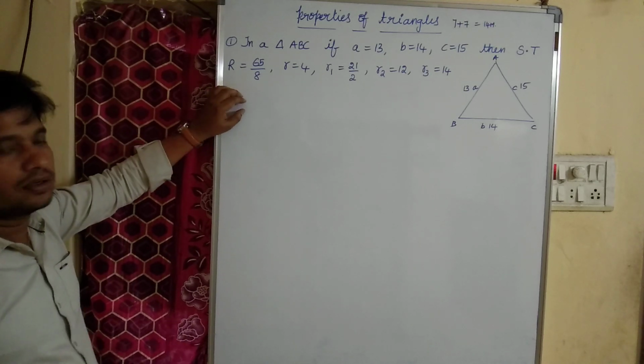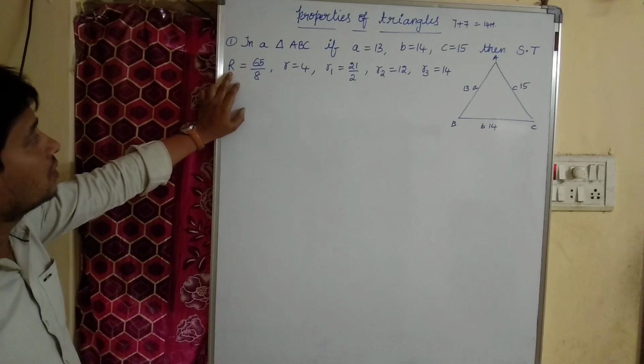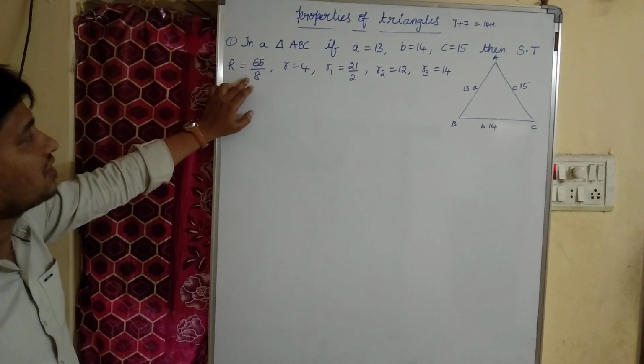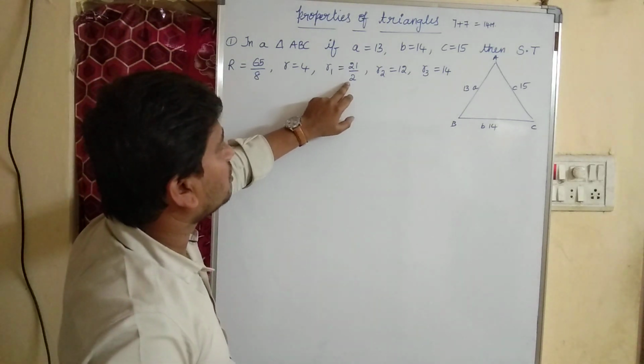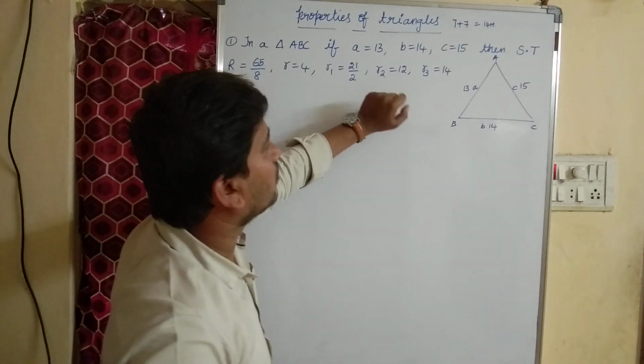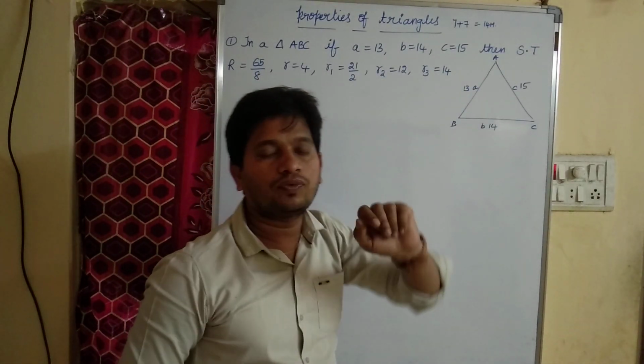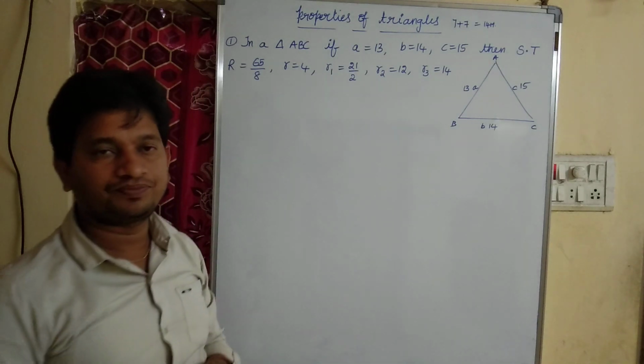Now what we need to show is that capital R equal to 65 by 8, small r equal to 4, small r1 equal to 21 by 2, small r2 equal to 12, small r3 equal to 14. That we have to show.